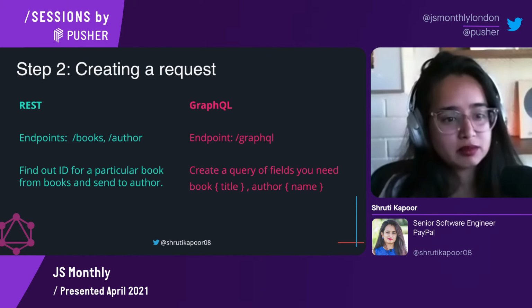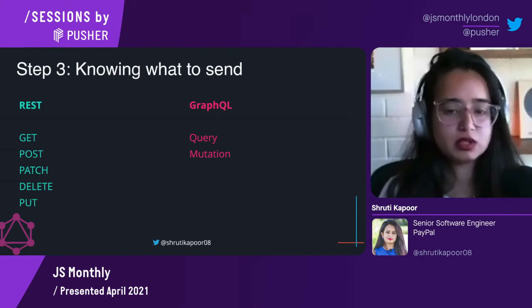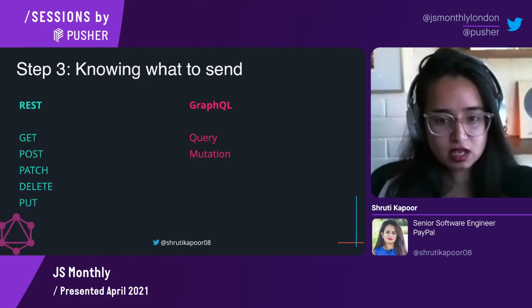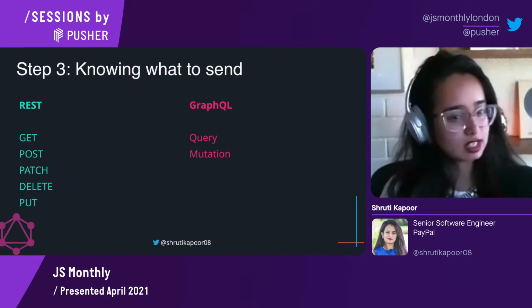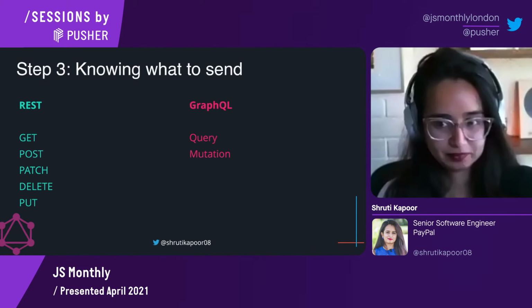So now we know what data we need to send. The next step is to figure out in REST which verb we are going to use. So we could have a get or a post or a patch, a delete or put. In GraphQL, there would be either a query or a mutation. So query is when we need to get the data. It's similar to REST get. And mutation is the job of post, patch, delete, and put.